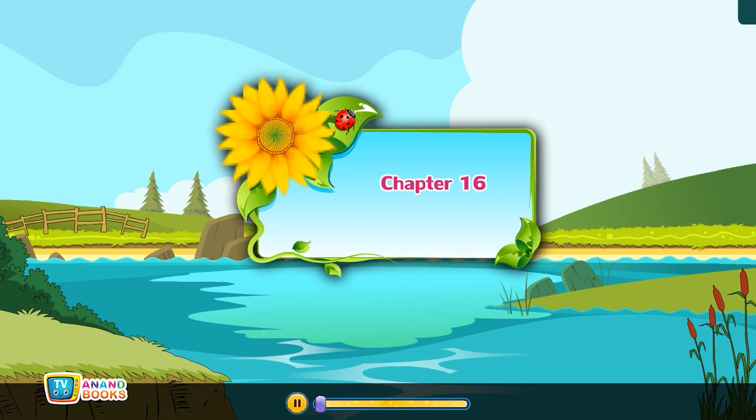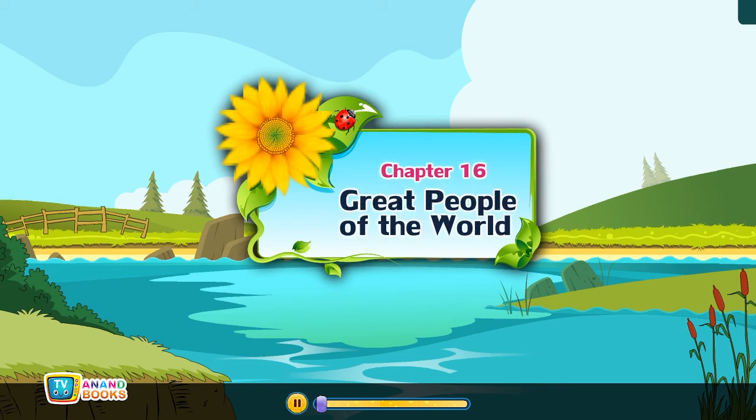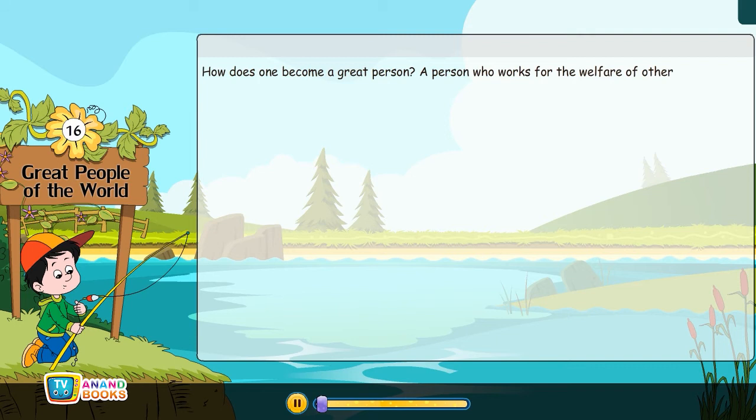Chapter 16. Great People of the World. How does one become a great person? A person who works for the welfare of other people without any selfish motive becomes great.